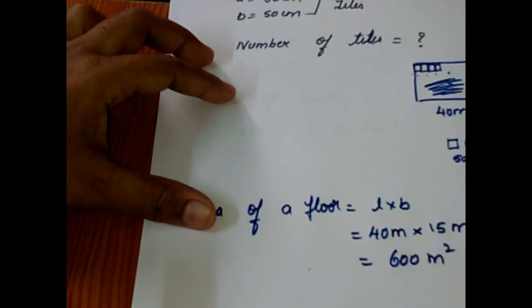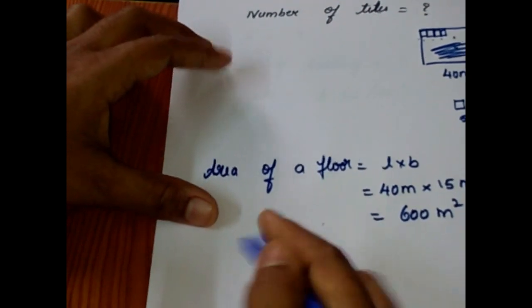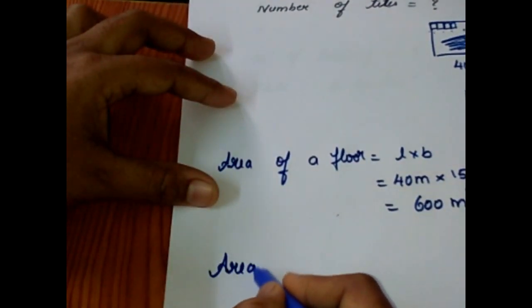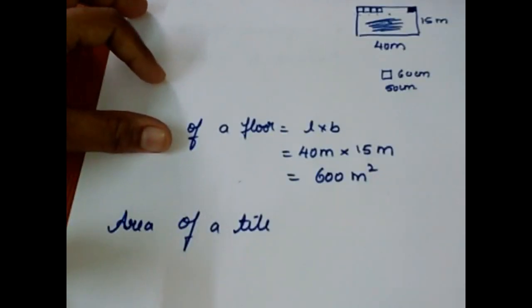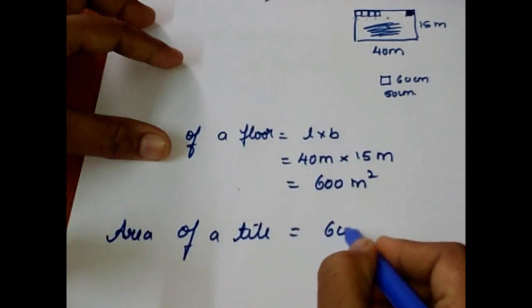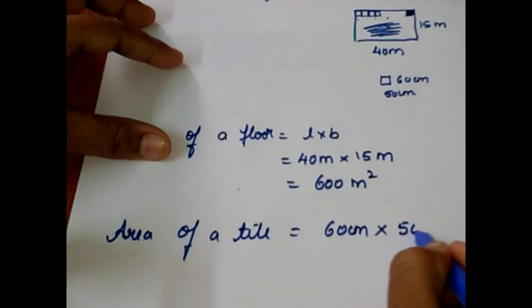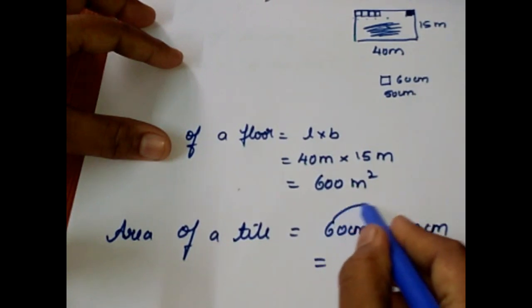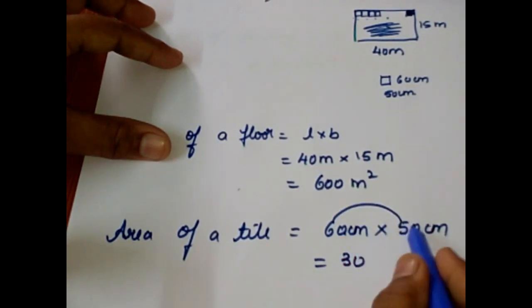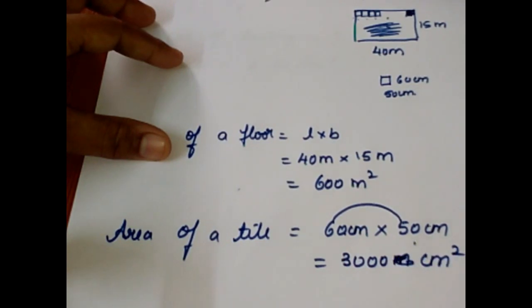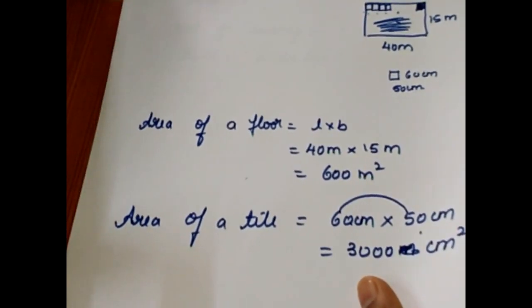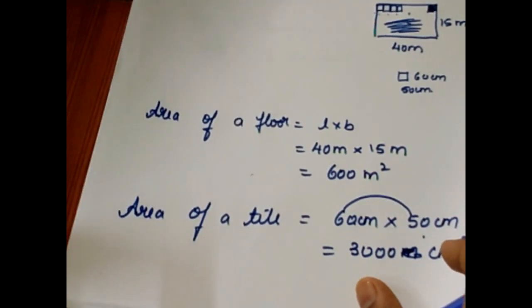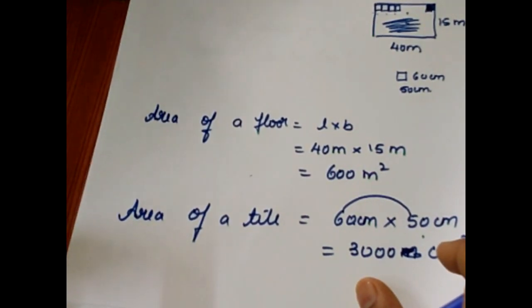Next, area of a tile. I am mentioning the point, children. A tile, that means one tile, is equal to 60 centimeter into 50 centimeter. 6 5s are 30 followed by 2 zeros, 3000 square centimeter. Then how do you get the number of tiles? Remember, first we calculated the area of a floor, next we calculated the area of a tile.